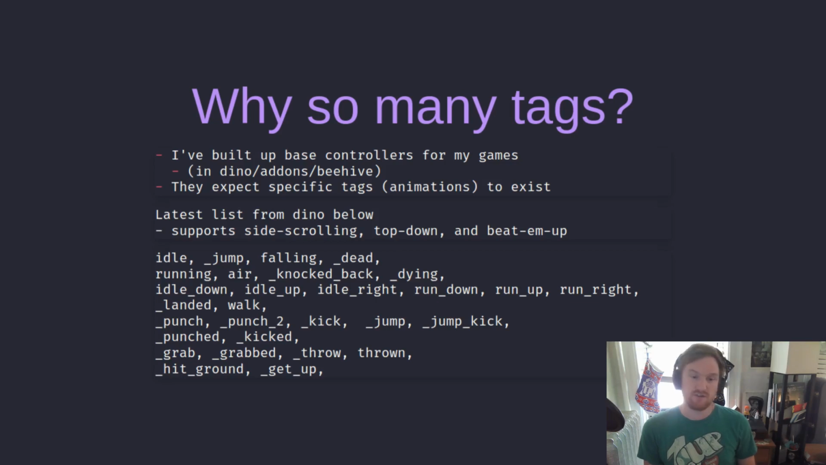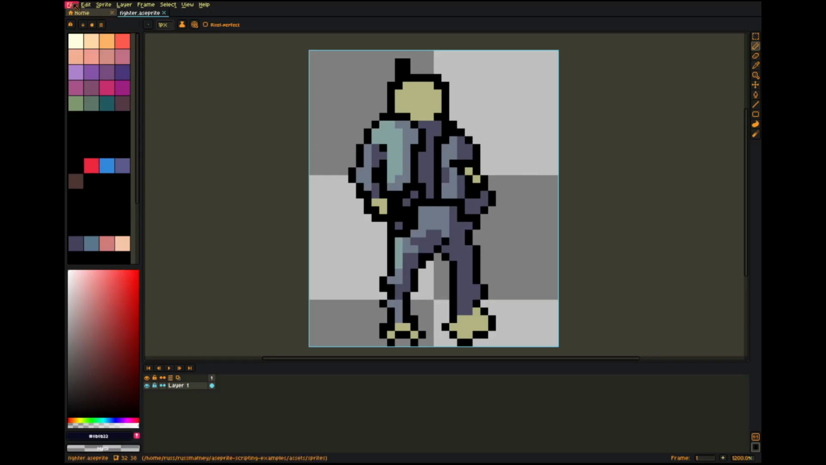You can see here there's a large list of animations that need to be added per character in order for those games to work. For a quick demo of what we're getting for this, here we are with the sprite open in Aseprite, and we don't have any tags or any layers yet.